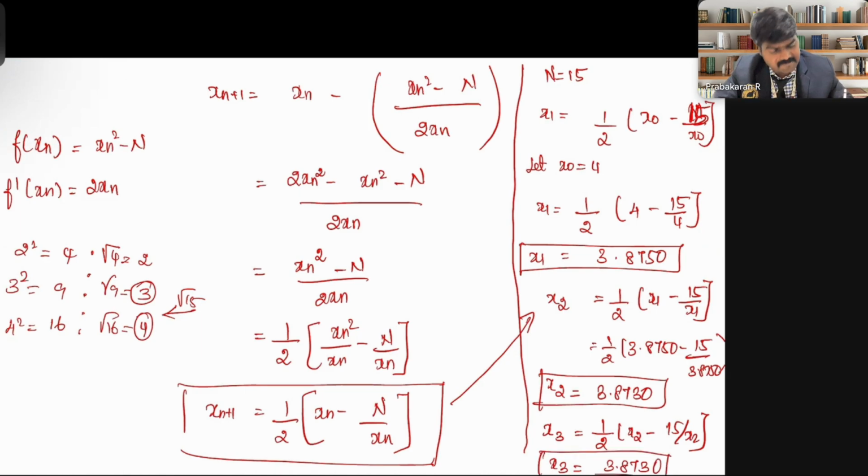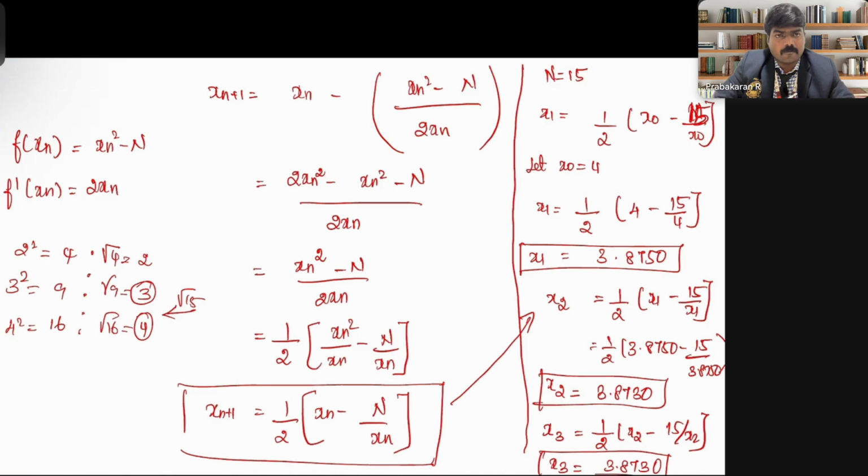Check whether you are getting the same values or not. Just compare the second and third iterations. They are the same, so we can stop the iteration. We can terminate the process since we are getting the same value. This is the solution for the given equation, that is the square root of 15.